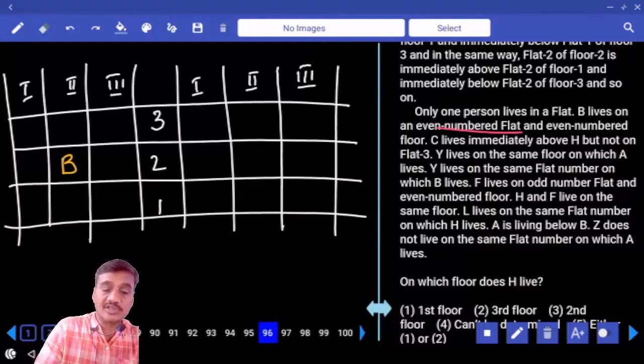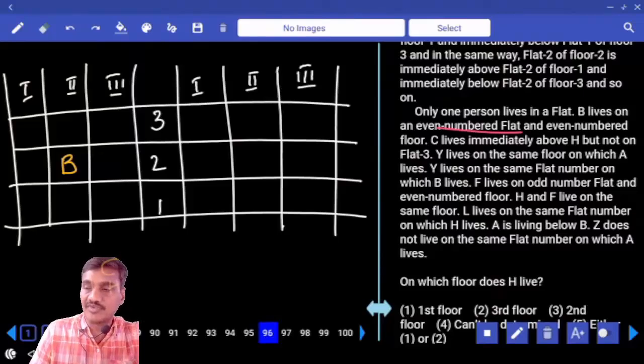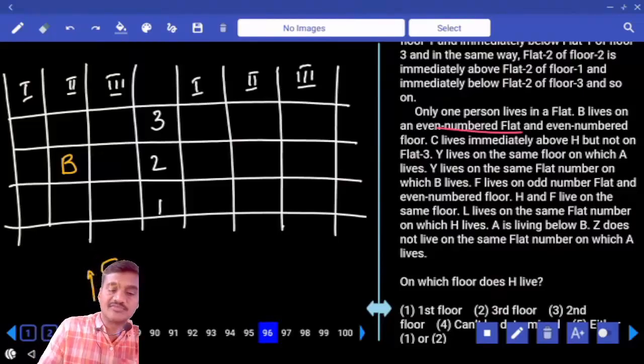C lives immediately above H, but not in flat number 3. So many possibilities we have for this C, but not in flat number 3, it says. Hence C and H must be either in flat number 1 or flat number 2. Is there a chance of flat number 2? No, because B is exactly at the center.